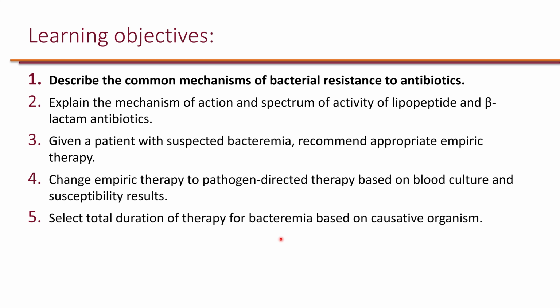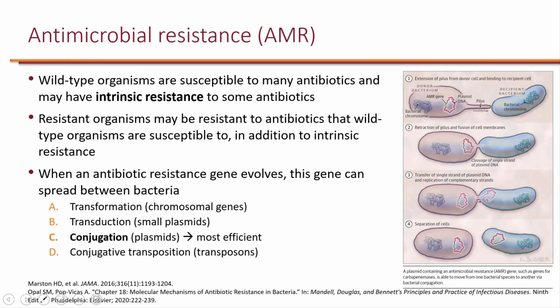The next learning objective is to describe the common mechanisms of bacterial resistance to antibiotics. Wild-type bacteria are susceptible to many antibiotics, and they are called wild-type because they have not developed resistance through mutations or acquisition. However, they can still be resistant to some antibiotics intrinsically, and that's what determines the spectrum of activity of antibiotics.